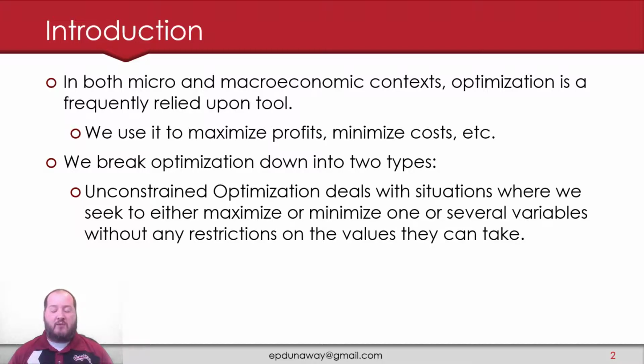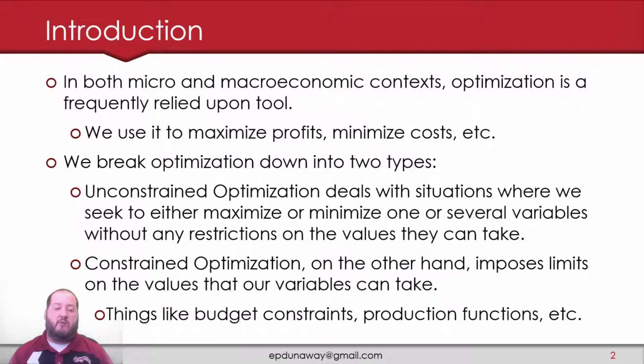So we can break down optimization into two different types. The first type, which we're going to talk about here, is unconstrained optimization. That's just where we want to maximize or minimize one variable or more. We can have several variables, but there are no restrictions on what kind of values they can take. This is going to be something like a profit function. The monopolist can choose whatever value of quantity they want. The price is going to be determined by that quantity, but there's no restriction. It doesn't have to meet some certain parameter other than satisfying the demand function.